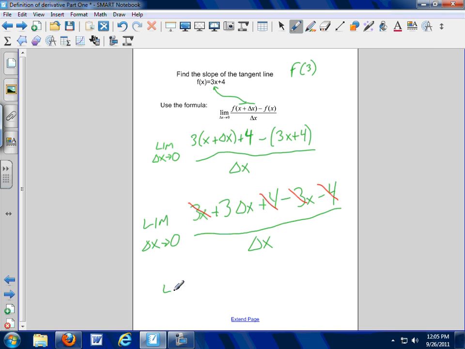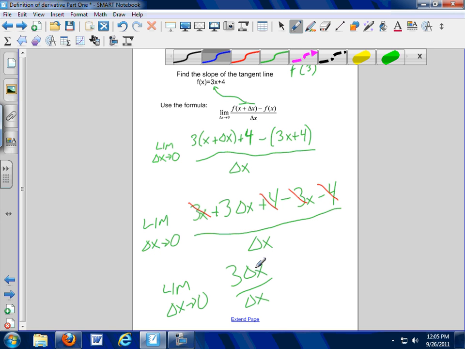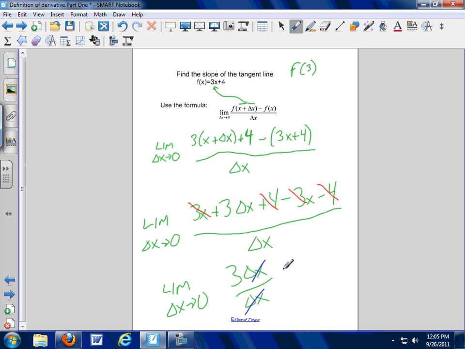So then this becomes the limit as delta x approaches 0 of 3 delta x over delta x. What can we do with that? We can cancel out delta x. Delta x over delta x is 1. So now we're asked for the limit as delta x approaches 0 of 3. So what's the limit as delta x approaches 0 of 3? 3. Okay? So that's the slope of the tangent.